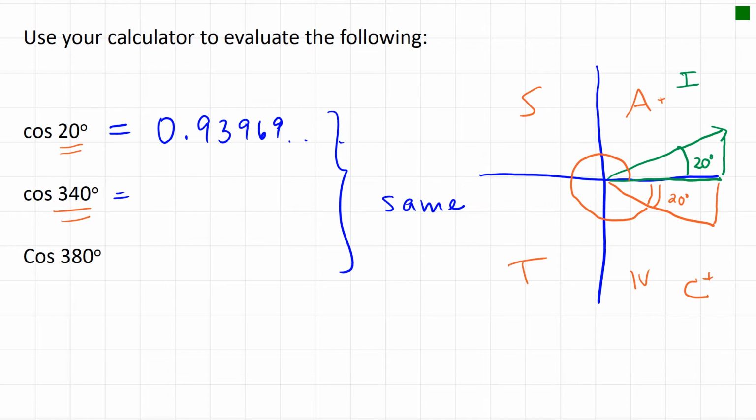Now let's take a look at the last one, which was 380 degrees. That means you're going 360 plus another 20 degrees, and you land exactly at a coterminal angle with the first one, and so will produce the same ratio. So there are many angles that will provide the same ratio, and that doesn't matter if we talk about sine, cosine, or tangent.